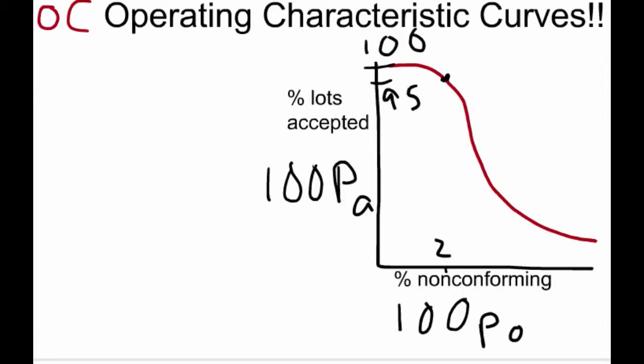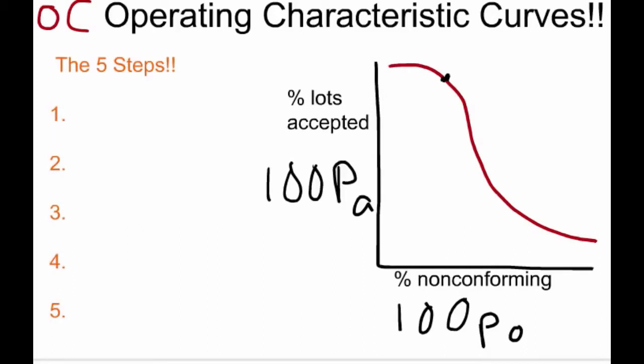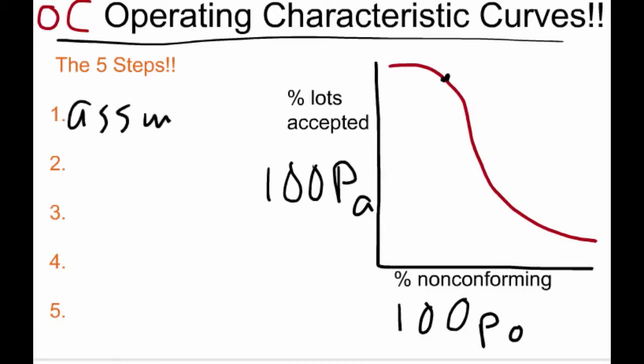Okay, next I want to teach you the 5 steps to construct one of these OC, operating characteristic curves. Step number 1 is to assume the percent non-conforming. Those will make sense as I show you a table in the next slide. But basically for now, just think about it. We're assuming each of these values. We're just going to arbitrarily pick them and then back calculate what each of the corresponding percent lots accepted values are.